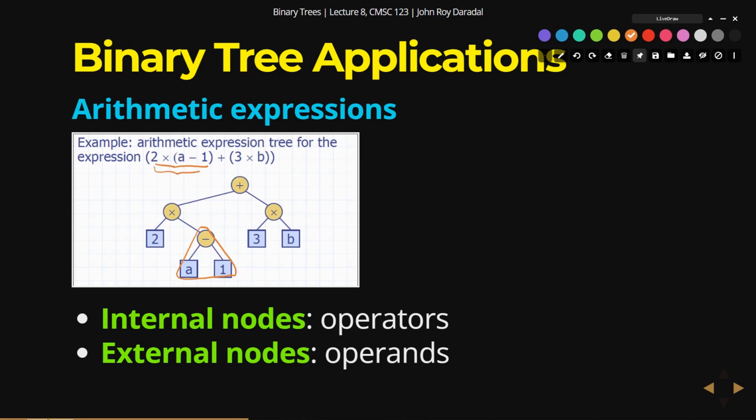So you have the 2 times (a minus 1), and that would be right here. And then whatever is the result of that has to wait, because we have to figure this one out first: 3 times b, so that would be here. And then the result of this would be added here. So that would be the whole thing now. That's how you can use binary trees for arithmetic expressions.